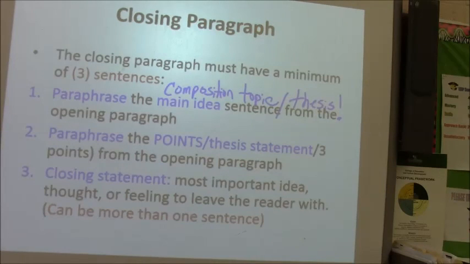So at this time, we're going to get in there and we're going to try to write a closing paragraph. So let's go ahead on and do that. Teachers, at this time, you can pause the video and walk around and monitor your students' progress.